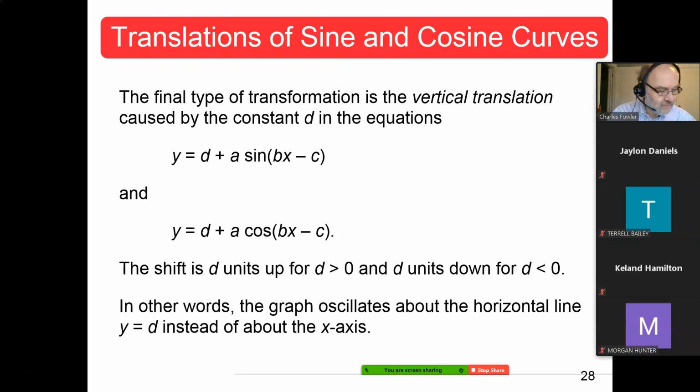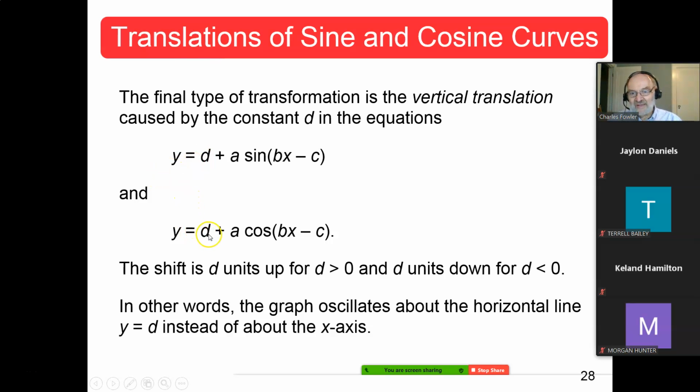Now, they don't have all this verbiage in the book, but I believe this is starting the lower part of the middle of page 302. The final type of transformation is the vertical translation caused by the constant d. Now, for some reason, they put that d in front. If I were doing it, I'd put it plus d back here, because then you'd have A, B, C, and D. But they put the D in front, which is perfectly fine. There's no problem with doing that.